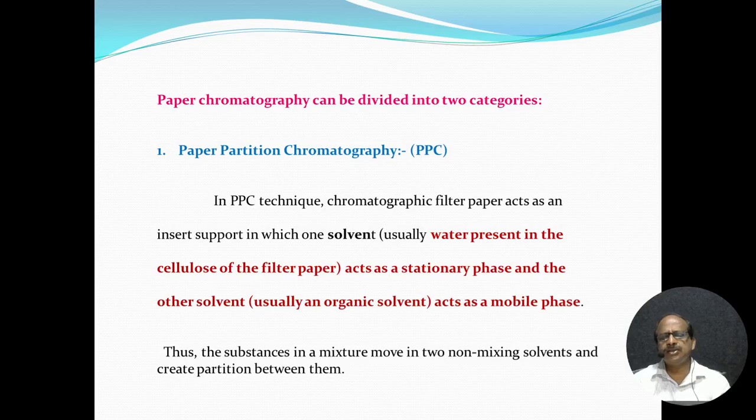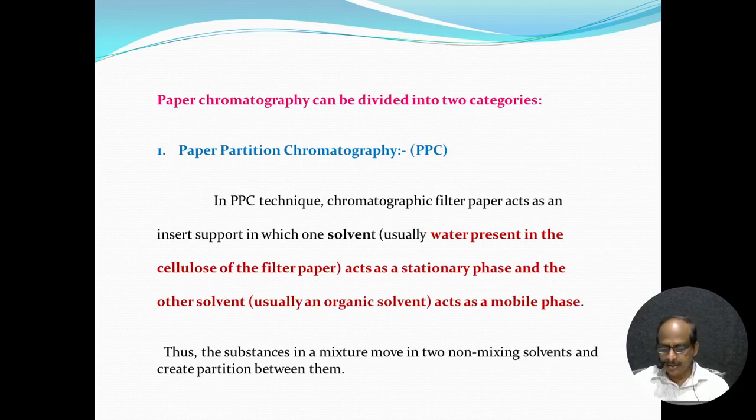The second phase is the solvent, which in general techniques we call the solvent. An organic solvent acts as the mobile phase. Thus, the substance mixture moves between two non-mixing solvents, creating a partition between them. Mixing solvents would be useless; it is the non-mixing solvents that create the partition between the two phases. We already mentioned partition chromatography.